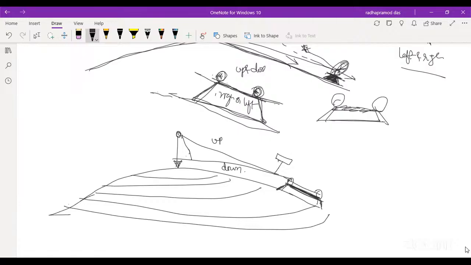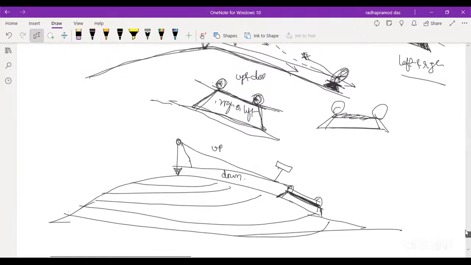Oh my God, I can't believe I'm finally seeing the light. My God. But then, okay, so now I get the correlation between up and down and right to left.